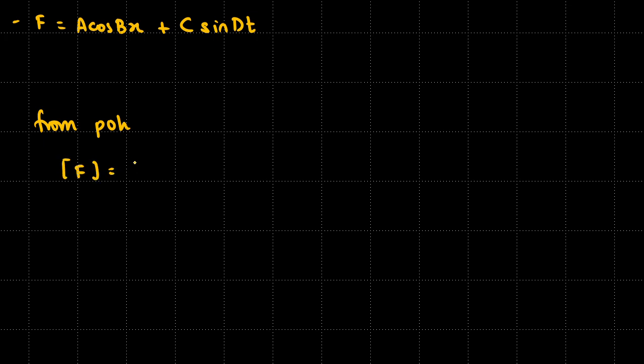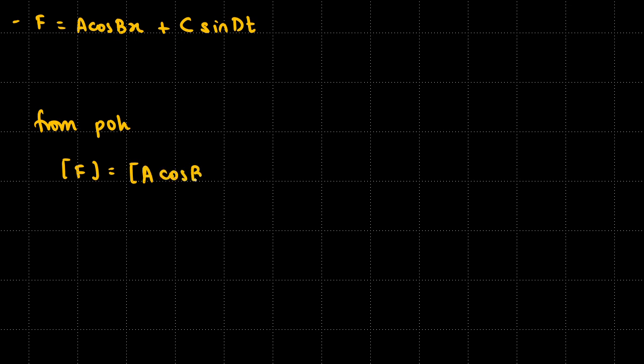Go to another page. Write the equation, which is F equals a cos bx plus c sin dt, where x and t are displacement and time respectively. Let's use the principle of homogeneity. From the principle of homogeneity, we can say the dimension of F must be equal to the dimension of a cos bx, which must be equal to the dimension of c sin dt.